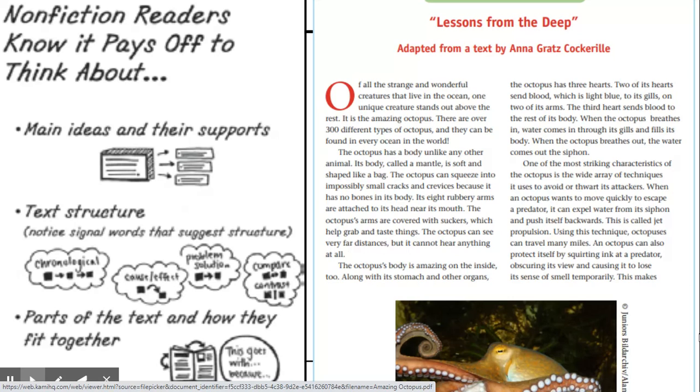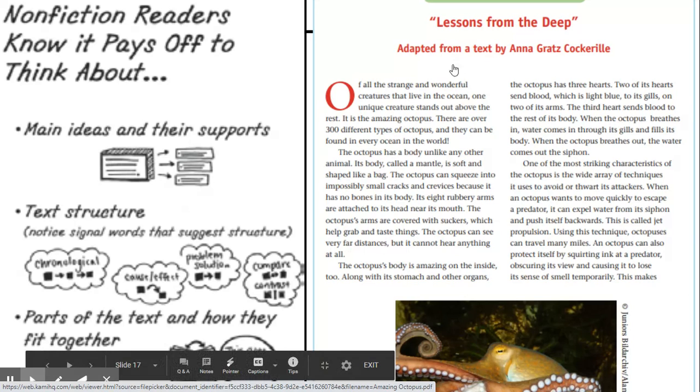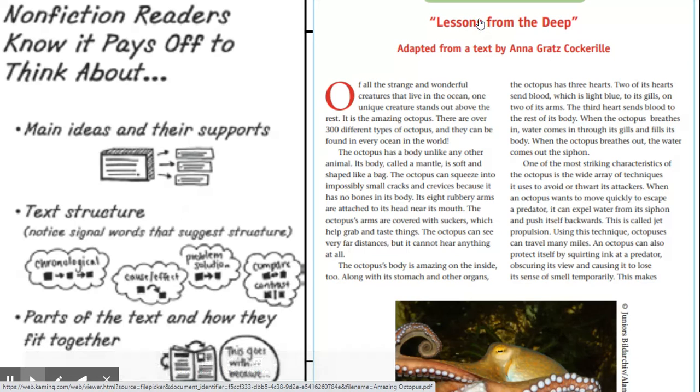So we're going to look at an article called Lessons from the Deep, which is adapted from a text by Anna Gratz-Cockrell. And right away, I'm noticing different text parts. So I see our main running text here. I see a title and I see a picture. So our question is, how does this fit together? I'm going to start with our title. So we have Lessons from the Deep. I'm going to read this first paragraph to see if that fits with the title.